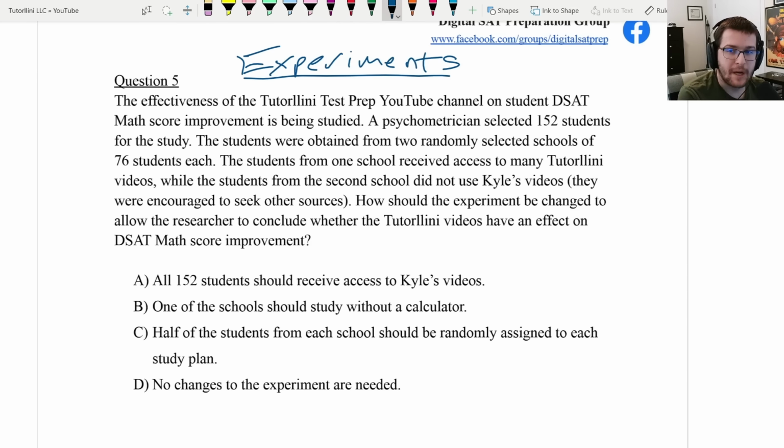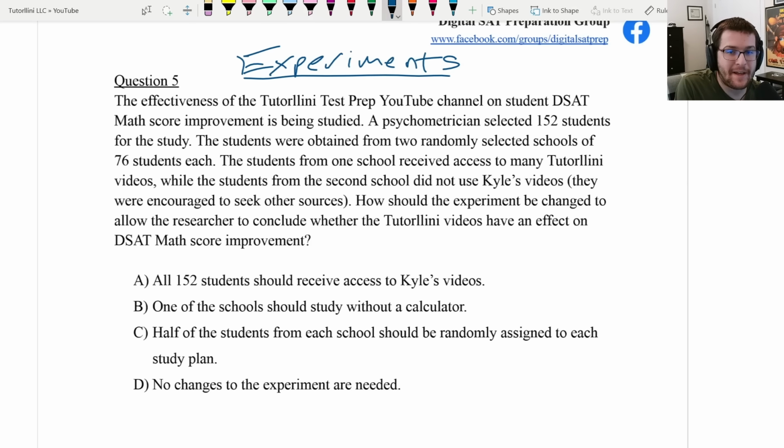So experiments are different from observational studies like surveys. We actually do something, right? So like, let's say if I had 100 cancer patients and I gave 50 of them one medicine and then 50 of them the other medicine, that would be an experiment because we're actually doing something to the subjects.